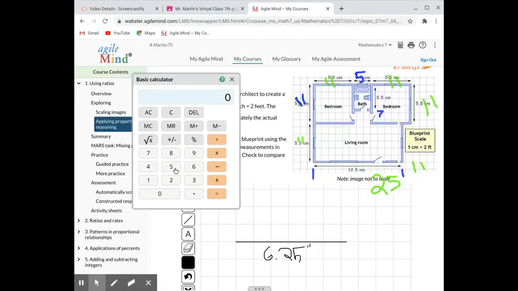Divided by 2. 3.5 divided by 2, or we could do 7 divided by what? What are these squares represent? How many feet? 2 feet. All right, each square actually represents 4 feet. So we need to do 7 divided by 4. And so we get what?